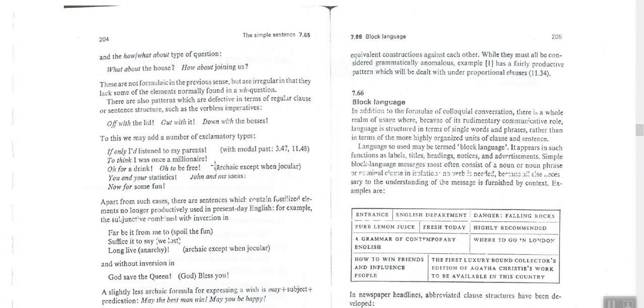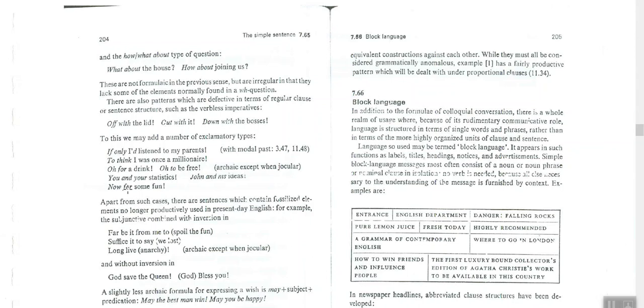To this, we may add a number of exclamatory types. Here we have other exclamatory types with if, an if condition, like for example, if only I listened to my parents. As if, I regret to think I was once a millionaire. To think, here with two infinitives. Or for a drink. Or to be free.